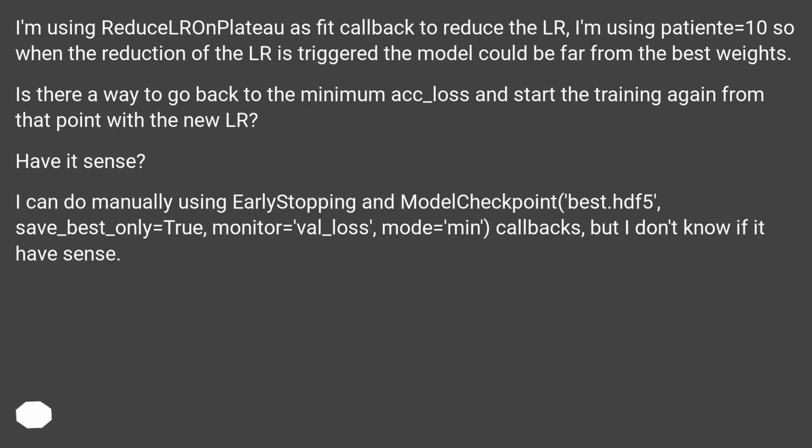Does it exist already? I can do it manually using EarlyStopping and ModelCheckpoint with best.hdf5, save_best_only equals True, monitor equals val_loss, mode equals min, callbacks, but I don't know if it exists already.